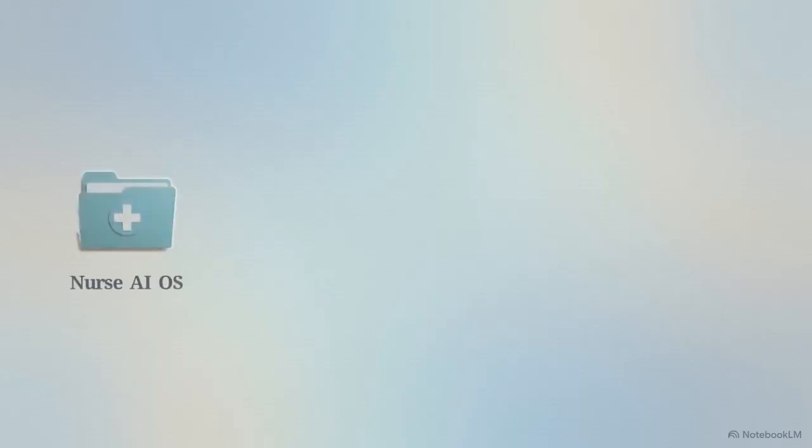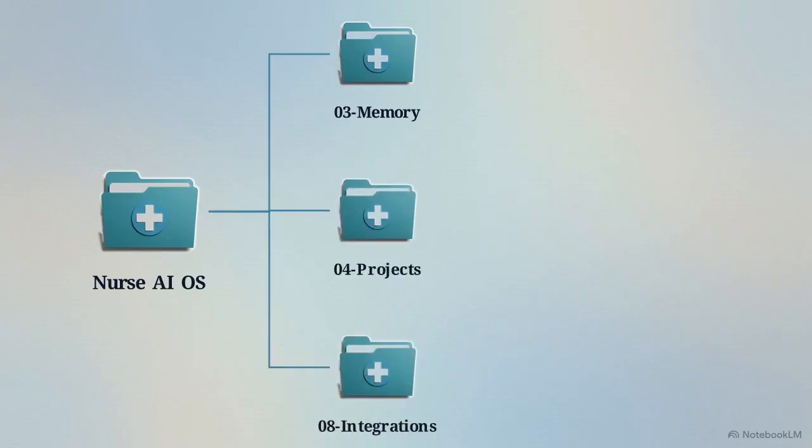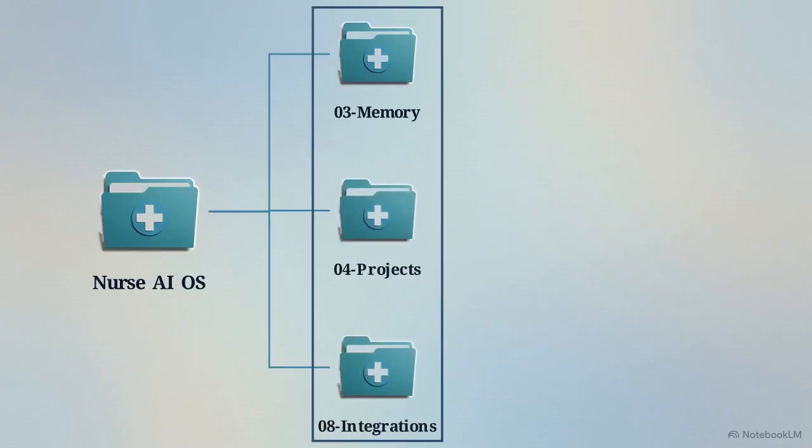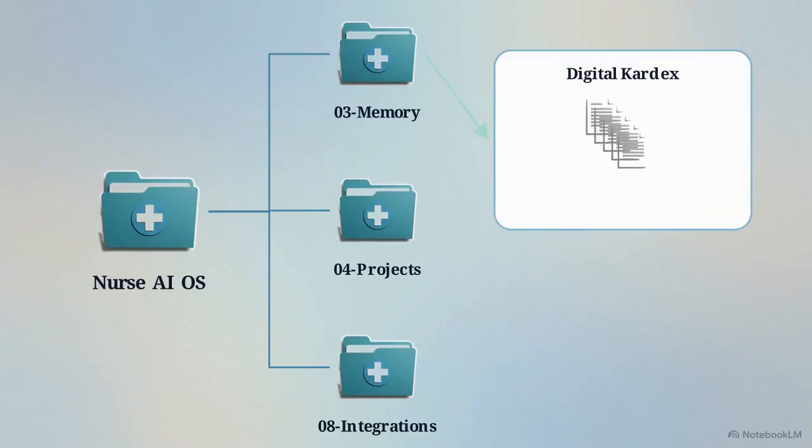Inside your master folder, create 3 subfolders: O3 Memory, O4 Projects, and O8 Integrations. This architecture gives your system continuity. Instead of losing work in a fragmented chat history, the memory folder collects your handoff notes, building a searchable digital Cardex.